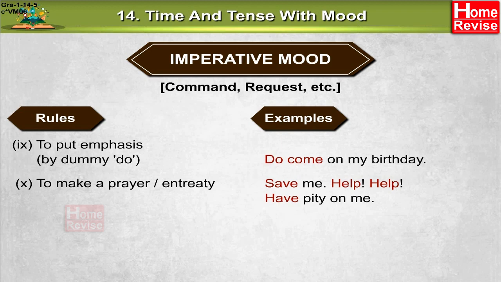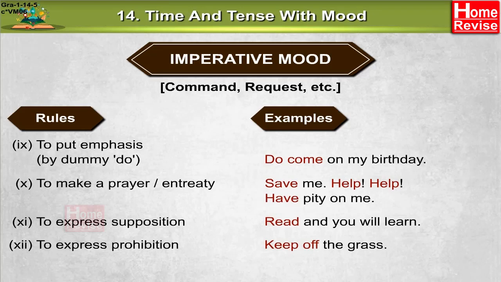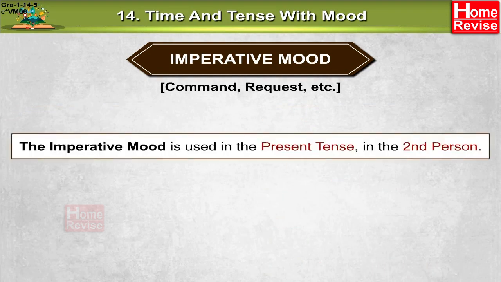Have pity on me. 11th, to express supposition. Read and you will learn. 12th, to express prohibition. Keep off the grass. 13th, using let. Let me do this. Let him come. The imperative mood is used in the present tense in the second person.